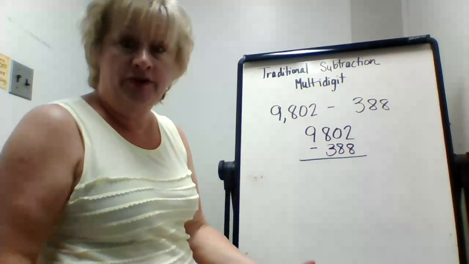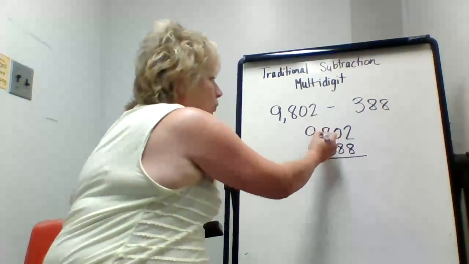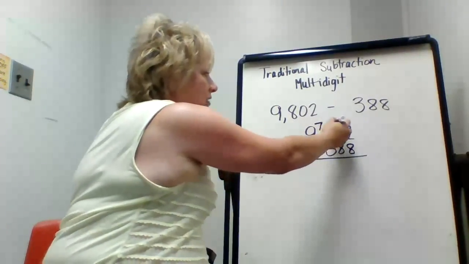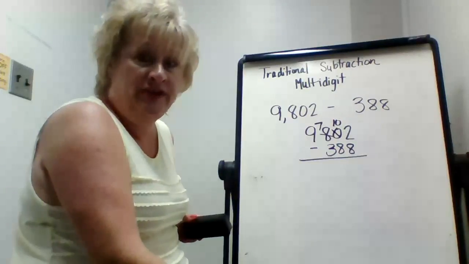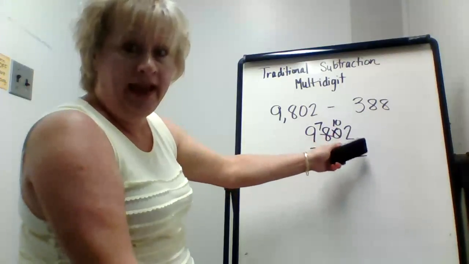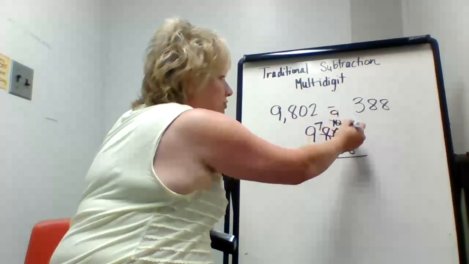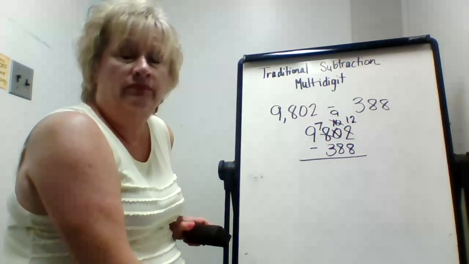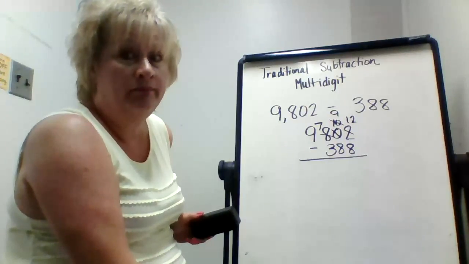I can't borrow from there. There's nothing there. So I'm going to go next door to the 100 spot. And I'm going to take 1 away from there. And I'm going to take that 100 and turn it into 10 tens. Whew! Now there's 10 there. Since I have 10 tens there, now I can borrow from that 10 spot and take it over to my 1 spot. Now I'm going to take 1 away and turn it into 10 ones, add it to the 2, and get 12. Okay? Now I have enough that I can take away properly.